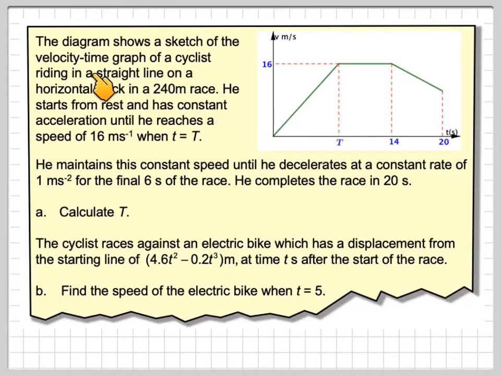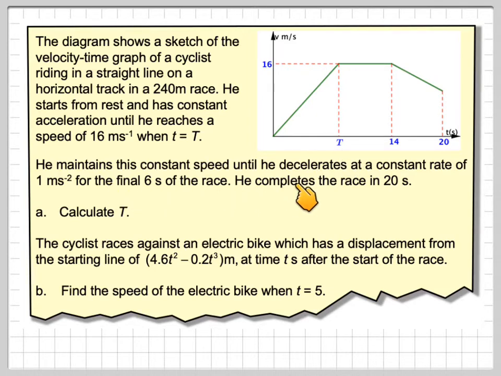The diagram shows a sketch of a velocity-time graph of a cyclist riding in a straight line on a horizontal track in a 240-meter race. He starts from rest and has a constant acceleration until he reaches a speed of 16 meters per second. So he starts here, and it goes to 16 meters per second at time t.